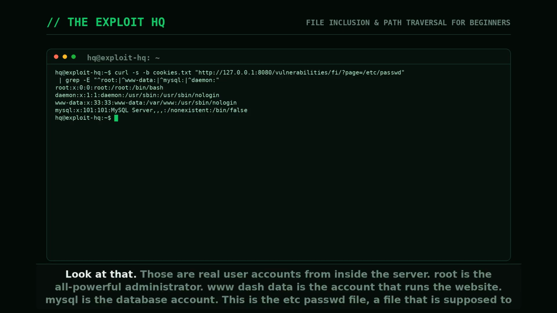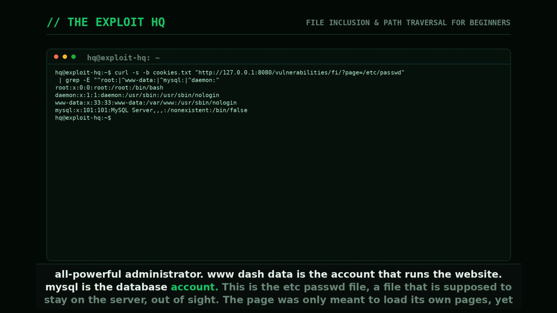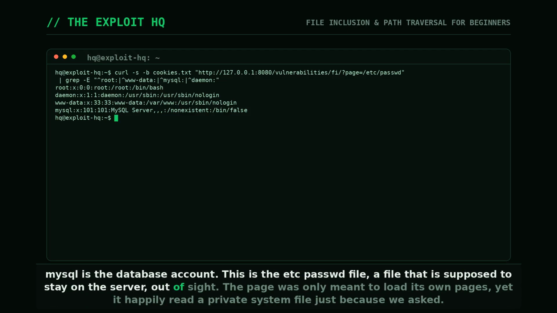Look at that. Those are real user accounts from inside the server. Root is the all-powerful administrator. www-data is the account that runs the website. MySQL is the database account. This is the etc passwd file, a file that is supposed to stay on the server, out of sight. The page was only meant to load its own pages, yet it happily read a private system file just because we asked.